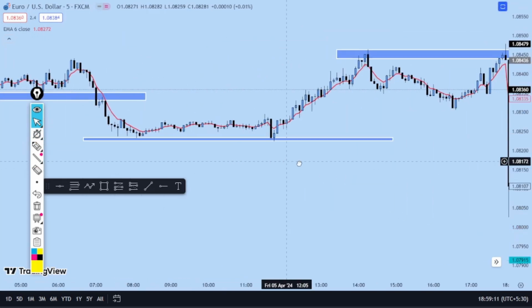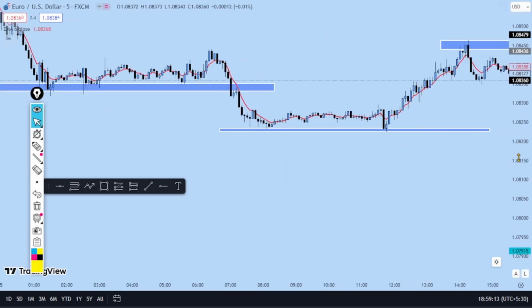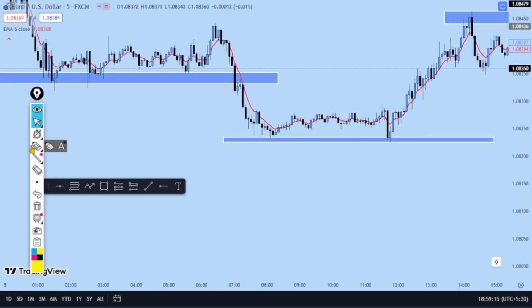Yeah, so here also I have marked the support. As you can see over here, the market came down and bounced off from here. So I drew a rectangle over here and waited for the price to come to the rectangle, that means the support region. And as soon as it came to the support region, you can see this candle.